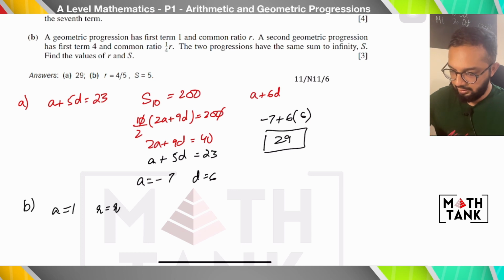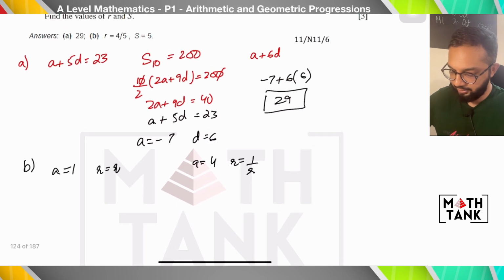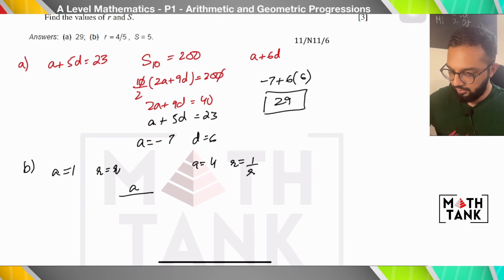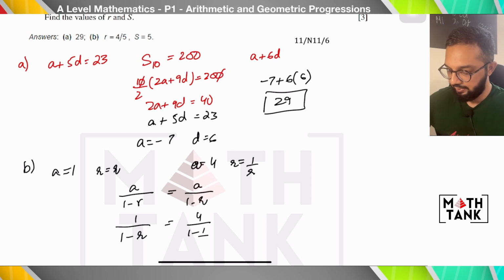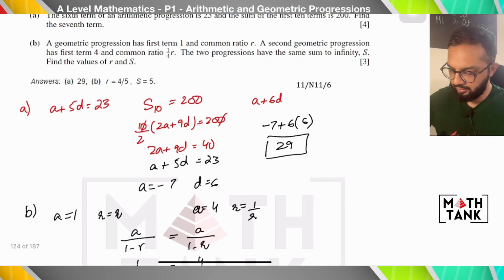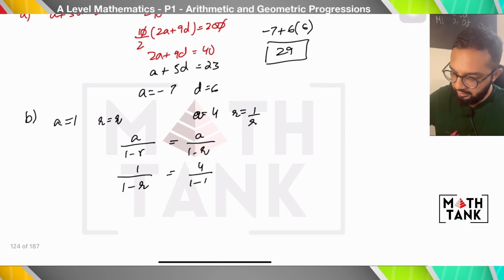Part B, it says the geometric progression has the first term 1 and a common ratio of r. A second geometric progression has a first term 4 and a common ratio of 1 over 4r. The two progressions have the same sum to infinity. So a over 1 minus r should equal a over 1 minus r for that case. So 1 over 1 minus r should equal 4 over 1 minus 1 over 4r.